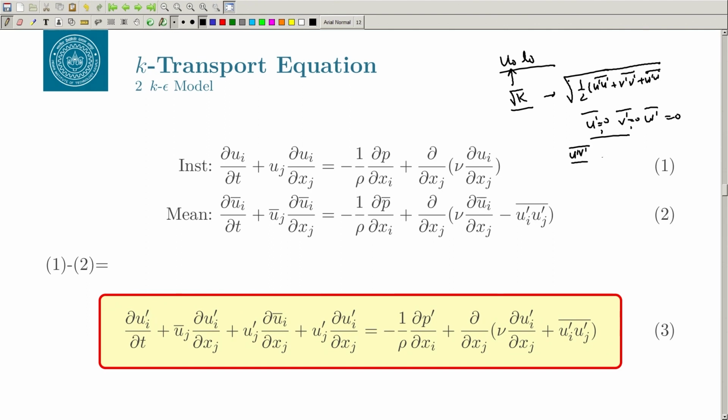The stresses, or your u prime mean square plus v prime square plus w prime square, and so on and so forth, right. And how do you get that? Basically, you know the eddy viscosity and you relate it to the mean flow gradient, and you can calculate all these parameters.